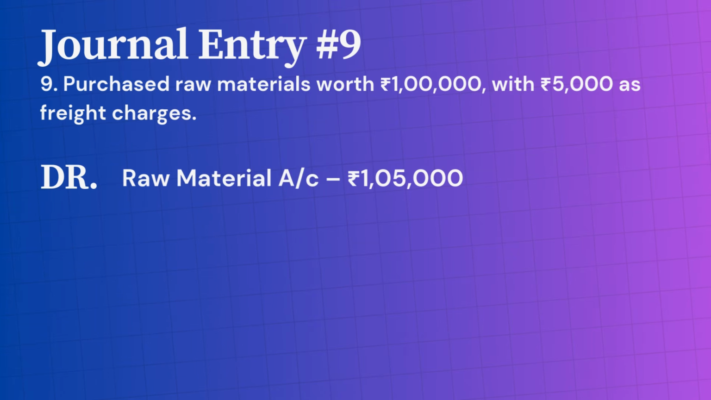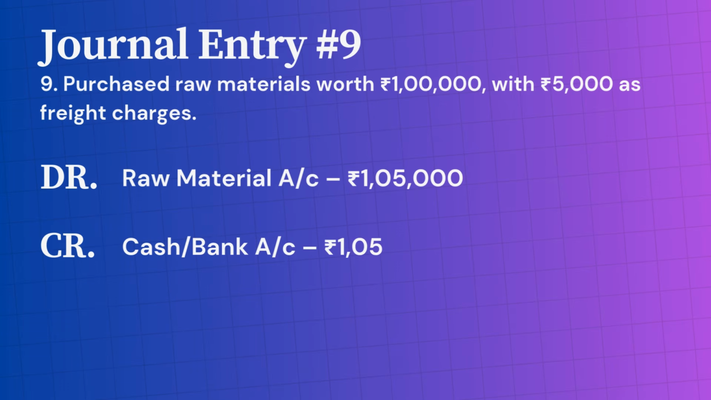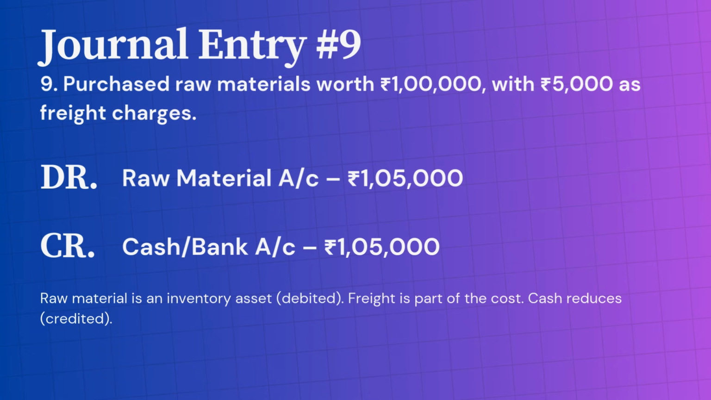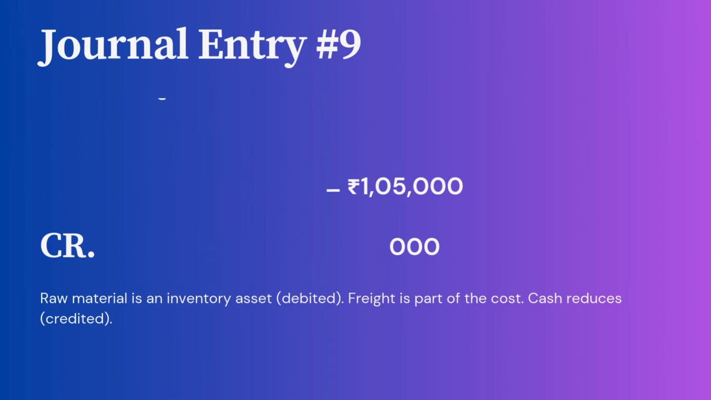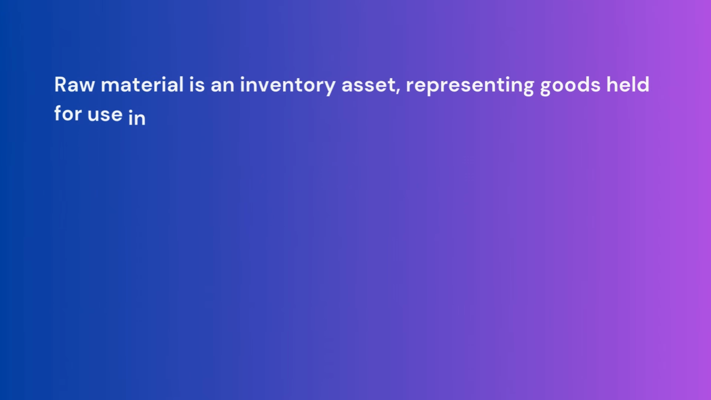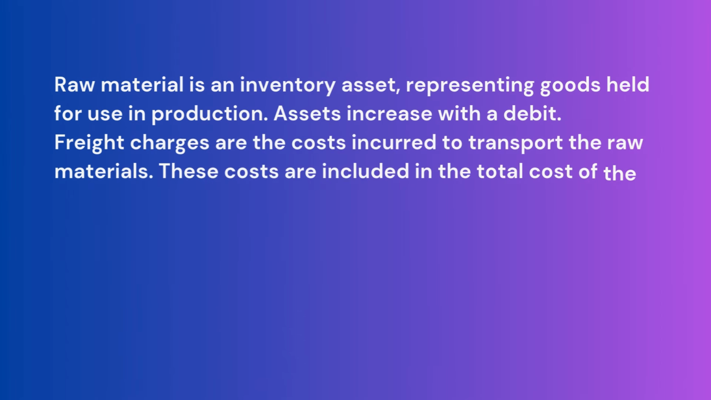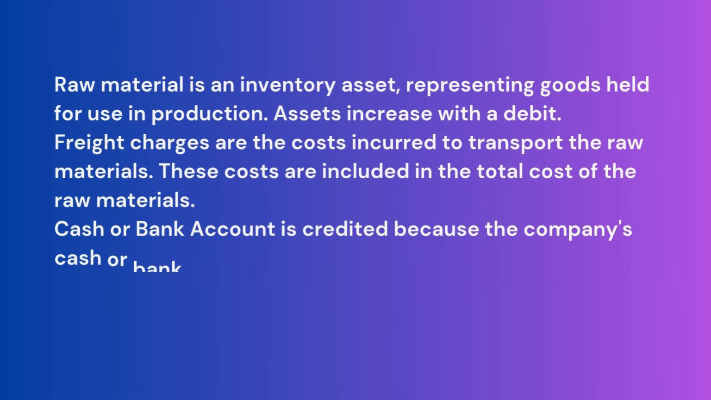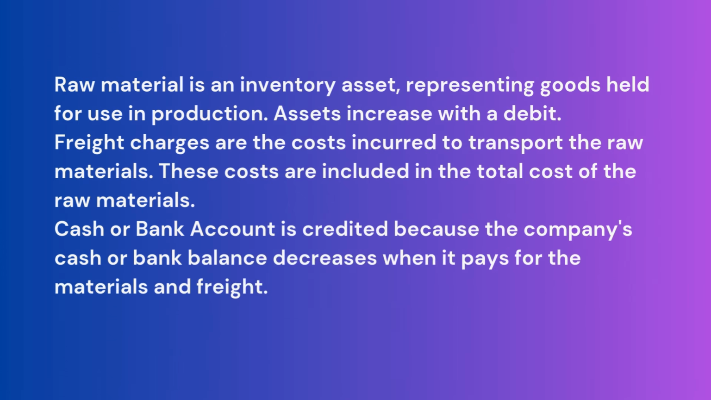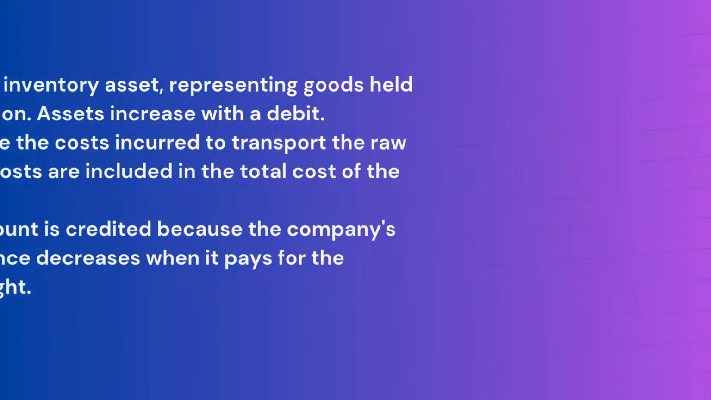Journal entry 9, purchased raw materials worth 1 lakh rupees with 5,000 rupees as freight charges. Debit raw material account 1 lakh 5,000 rupees. Credit cash bank account 1 lakh 5,000 rupees. Why? Raw material is an inventory asset representing goods held for use in production. Assets increase with a debit. Freight charges are the costs incurred to transport the raw materials. These costs are included in the total cost of the raw materials. Cash or bank account is credited because the company's cash or bank balance decreases when it pays for the materials and freight.